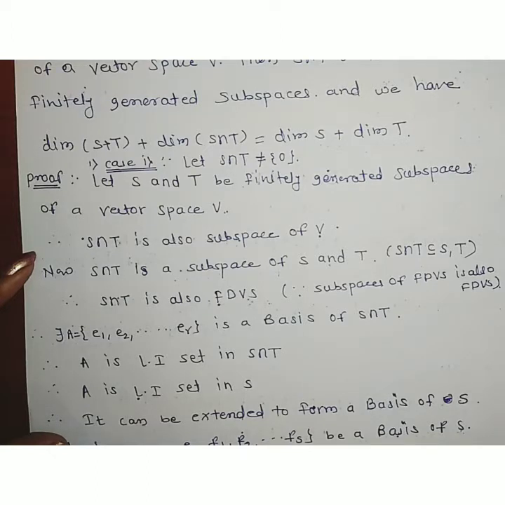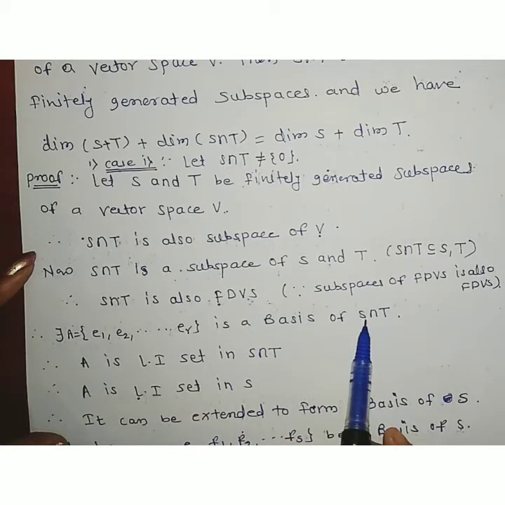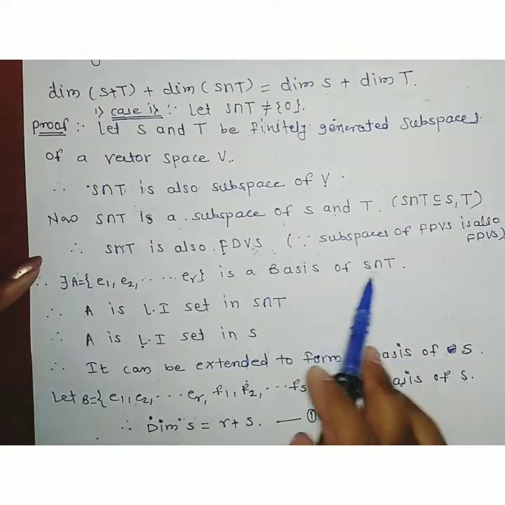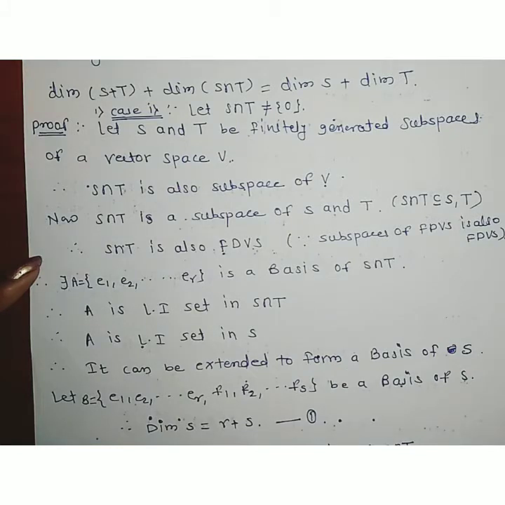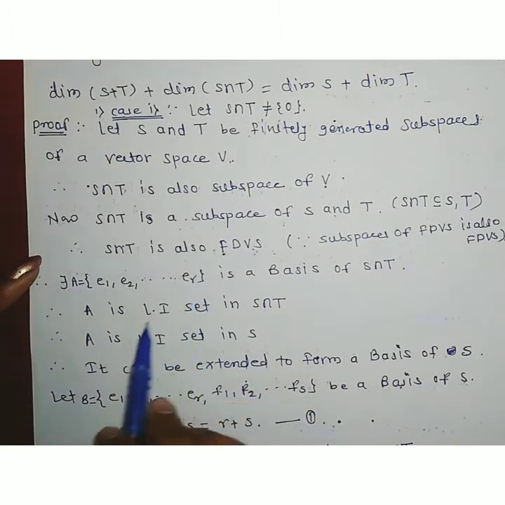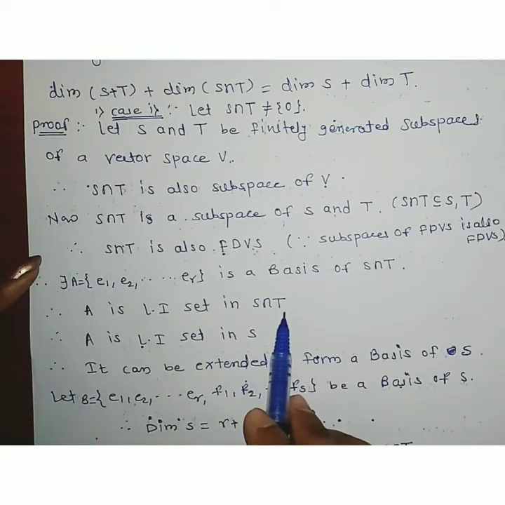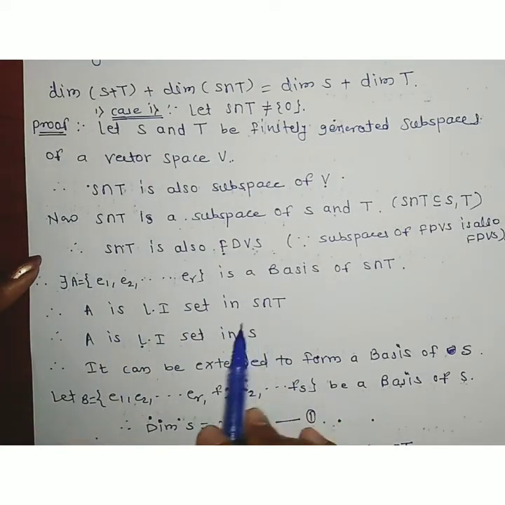Okay, so there exists a basis A, consisting of these r elements e1, e2 up to er, which is a basis of S intersection T. So there exists a basis of S intersection T, as S intersection T is a finite dimensional vector space. Okay, now as this set is a basis of S intersection T, what is the definition of a basis? Every basis is a linearly independent set. Okay, this is the first condition for showing a basis. Therefore this set A is a linearly independent set in S intersection T.